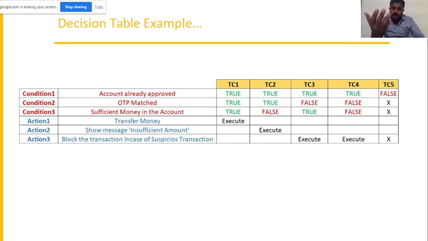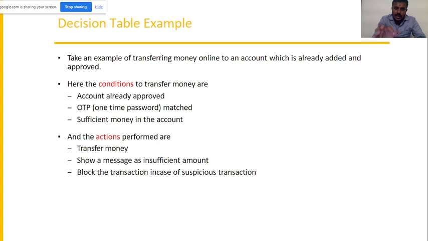Now I will assign a task for you. Search by yourself for an example that should hold good for the decision table based technique. One example you search, and for that example, write down the test cases. Is it possible, Pooja? Yes, sir. Based upon the clarity you got regarding the decision table technique, you search one example and write down the test cases.